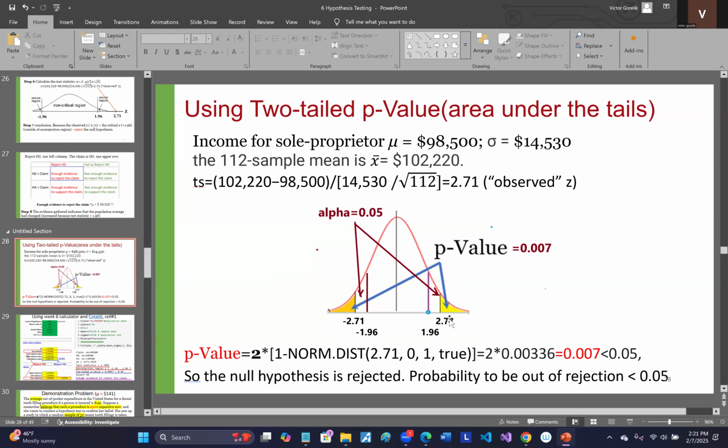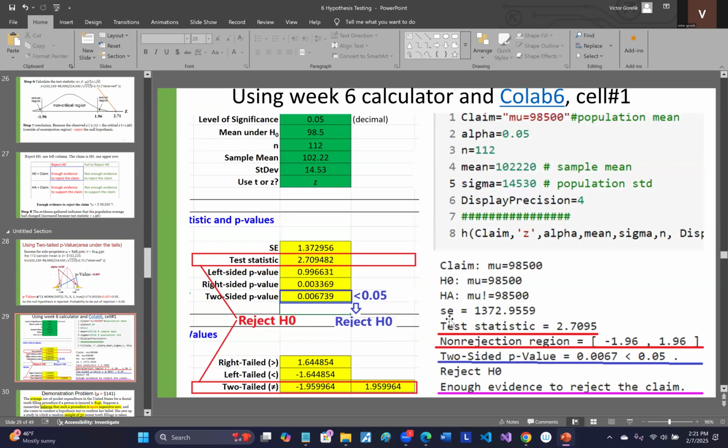The same problem can be solved in the week 5 Excel-based calculator. You enter the input data into the green cells and read the results from the yellow cells. We see that the test statistic is 2.71, which is out of the non-rejection critical interval plus minus 1.96. That is why H0 is rejected. The two-sided p-value is 0.007, less than alpha, which is 0.05. It is another way we can reject H0.